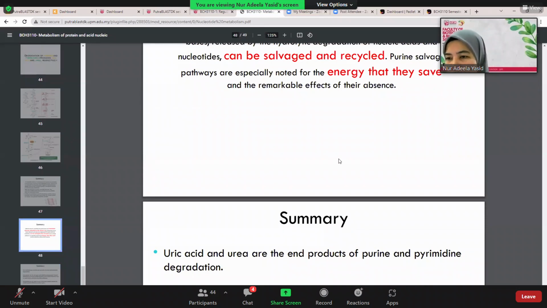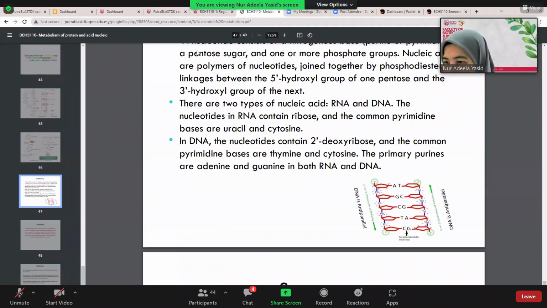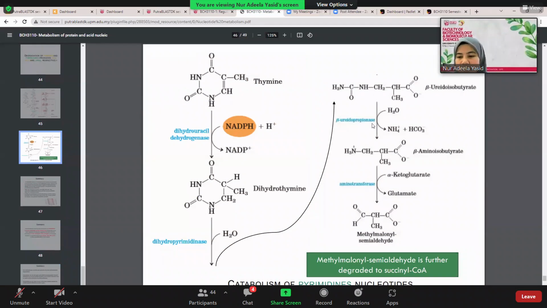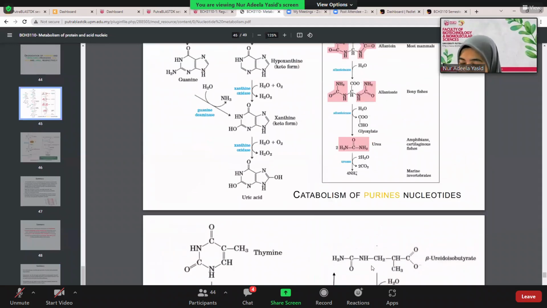Okay, kadang-kadang saya bukan tanya every reaction pun. Saya tanya, okay, what happened in this catabolism of pyrimidine? Saya ada tanya, okay, what happened in the first step? Maybe saya tanya kat sini ke, what happened to the end product of catabolism of pyrimidine? So you should know, so what is the end product? Something like that. As long as you can summarize, you understand what happened, that's it.